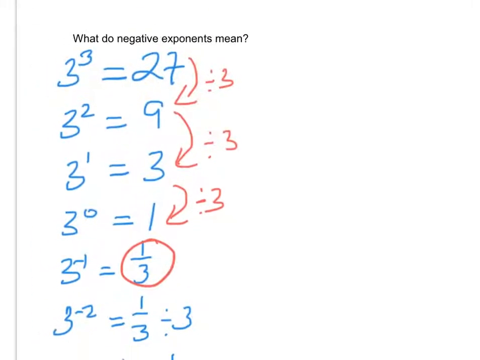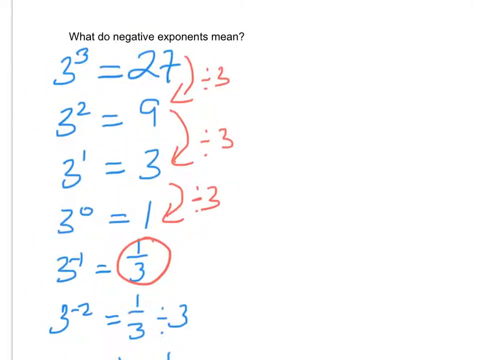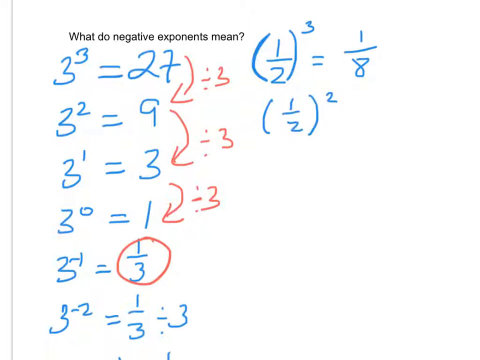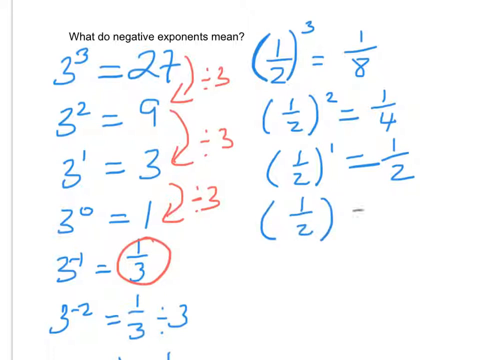So watch if you did it with, for example, instead of 3, we did 1/2. Okay, so we'll say we have 1/2 to the power of 3. That's a half times a half times a half, which is 1/8. Alright, half to the power of 2 is going to be a half times a half, which is a quarter. Half to the power of 1 is just a half. A half to the power of 0 is 1.